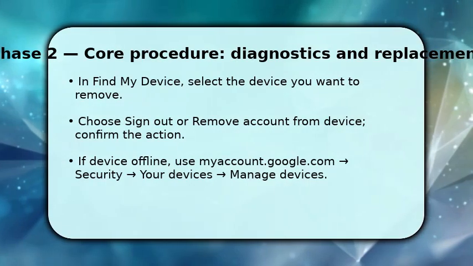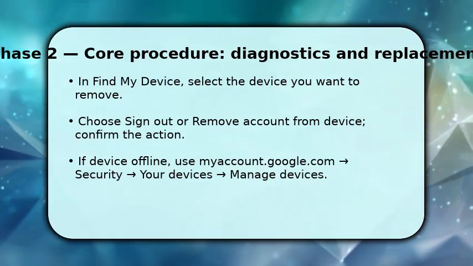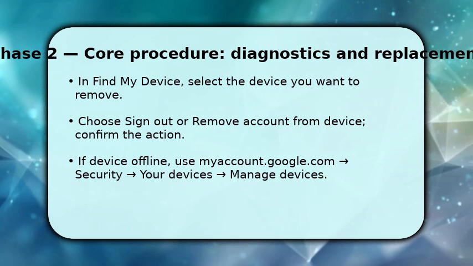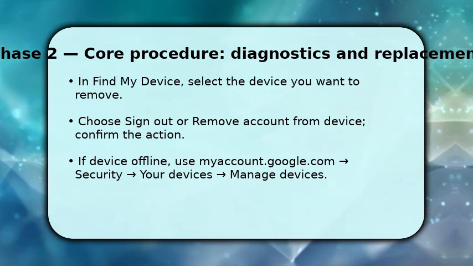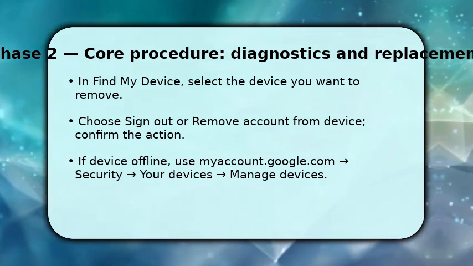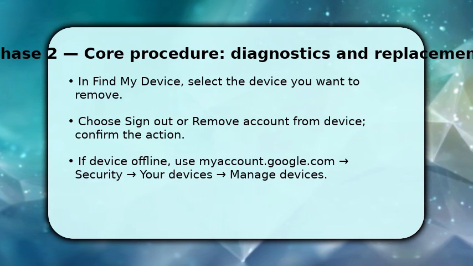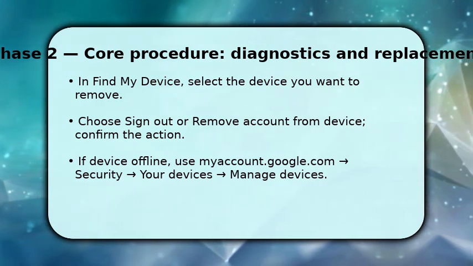Now you remove the device. In the Find My Device interface, select the specific device and choose Sign Out or Remove Account from Device. Confirm when prompted. If the phone is offline, switch to myaccount.google.com, open Security, then Your devices and Manage devices to locate it and choose Remove.